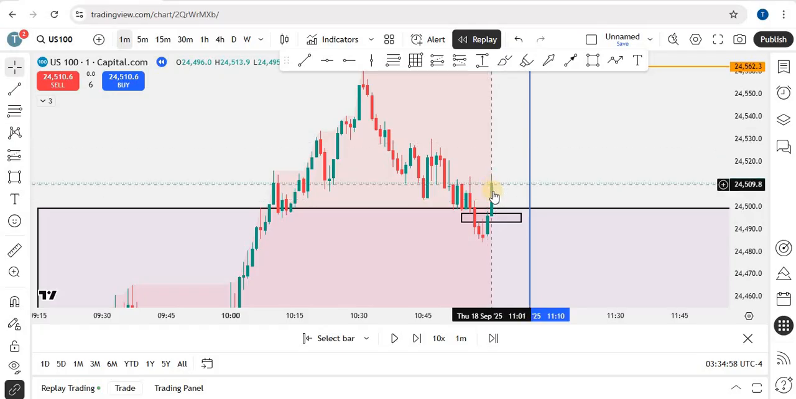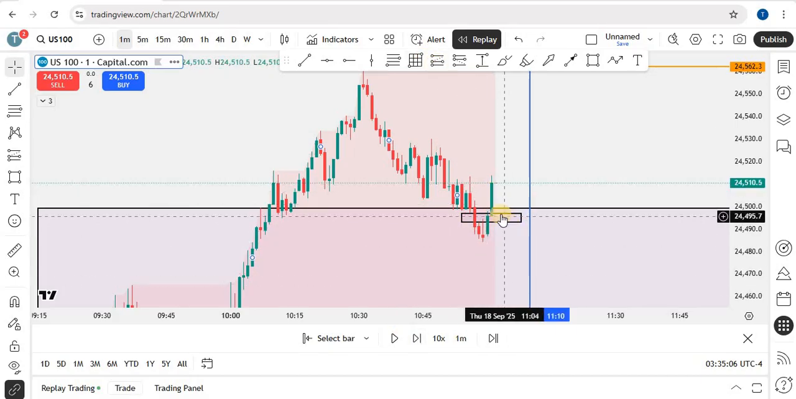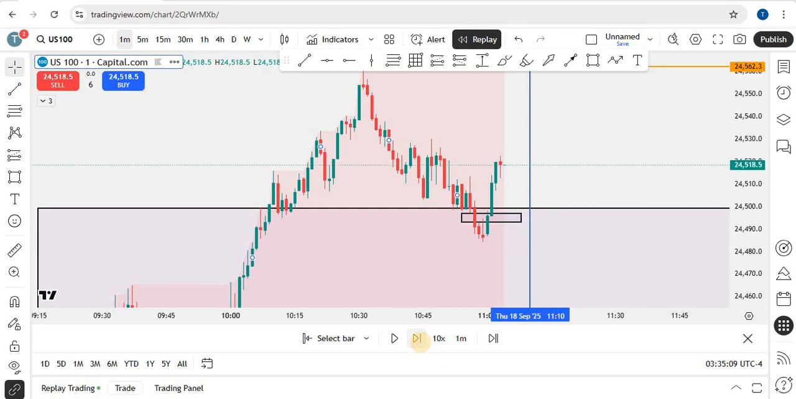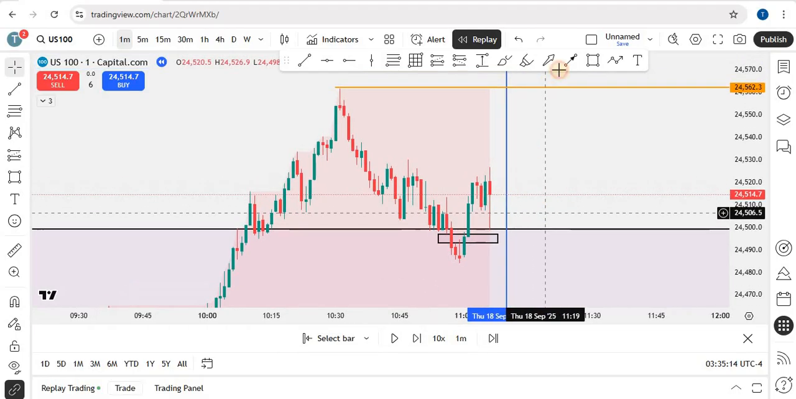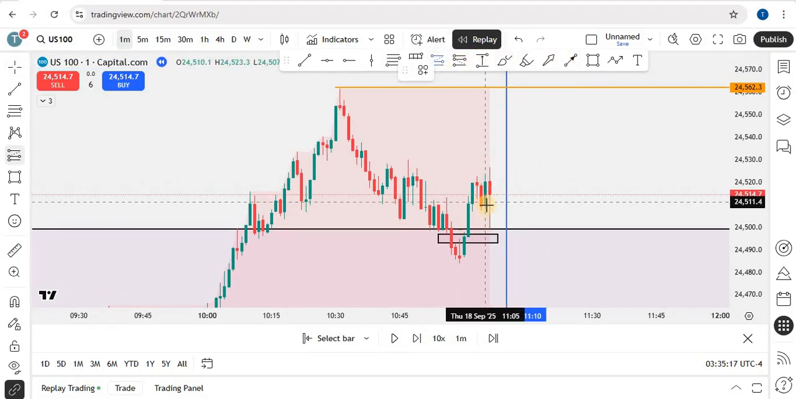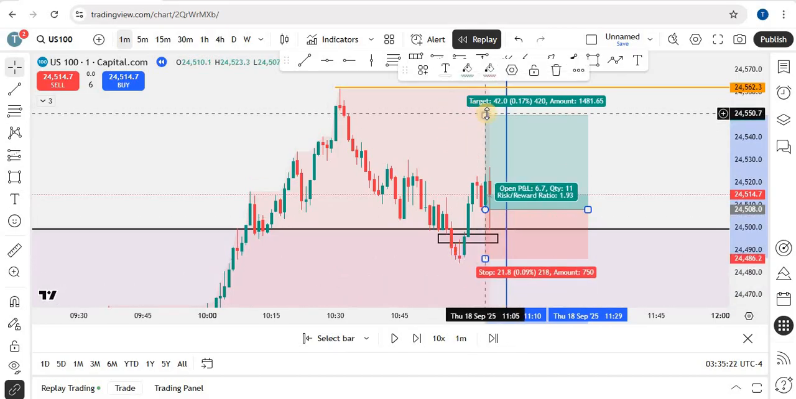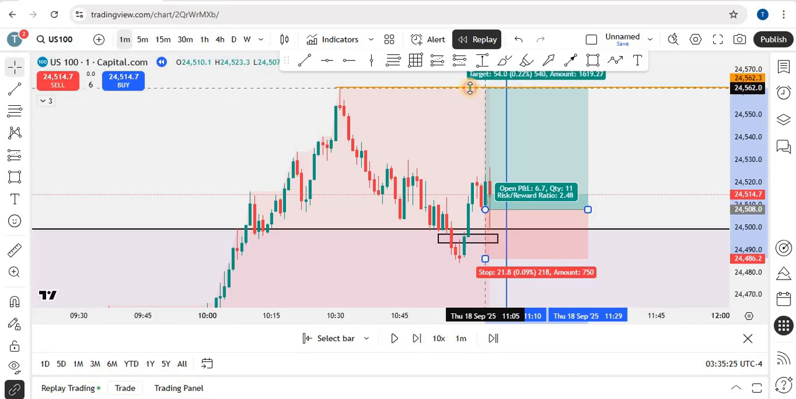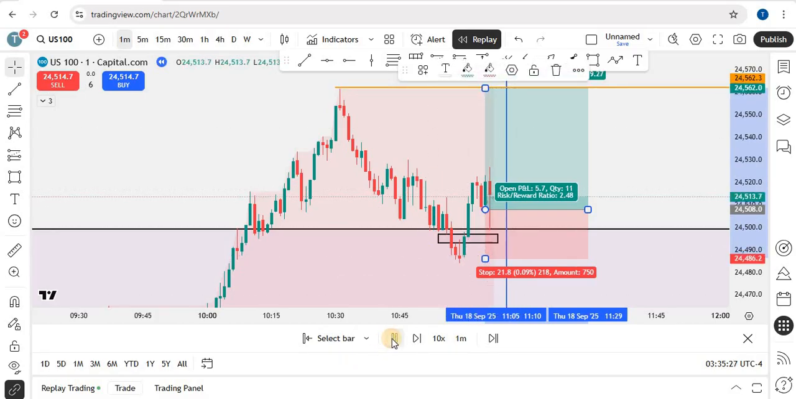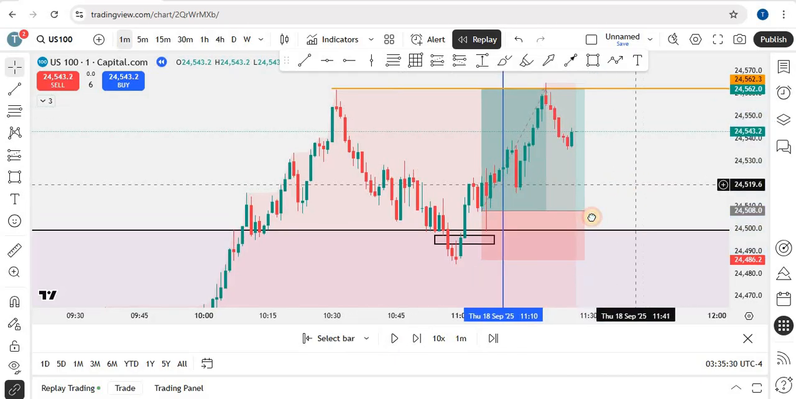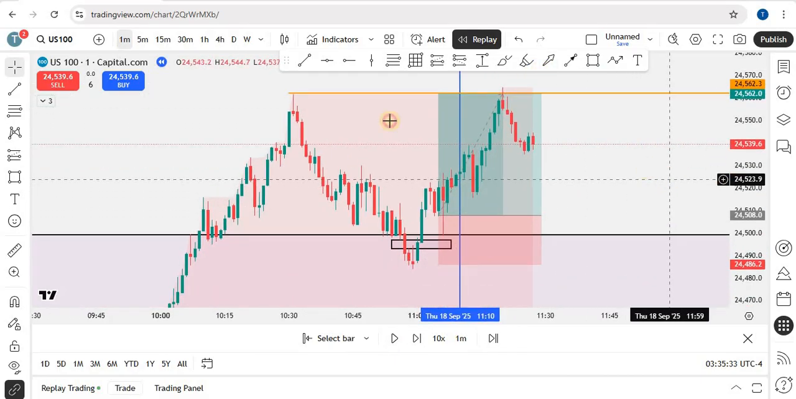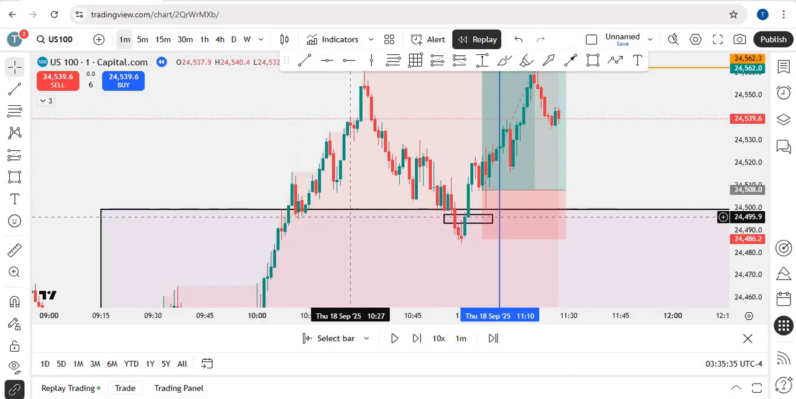You can buy directly from here or wait for price to come to your area. It will come to your FVG. You have a long entry, your stop loss below this area, and you target this area. Then don't be greedy if you are right, just always target the area. That was the beautiful trade I took yesterday on US 100 on the same concept, always.